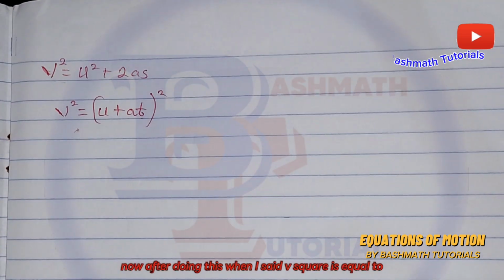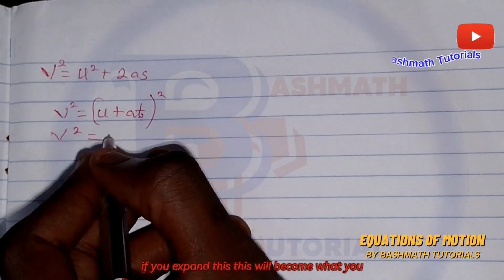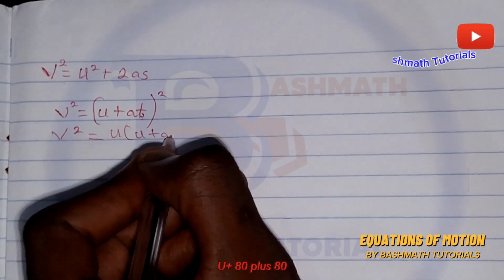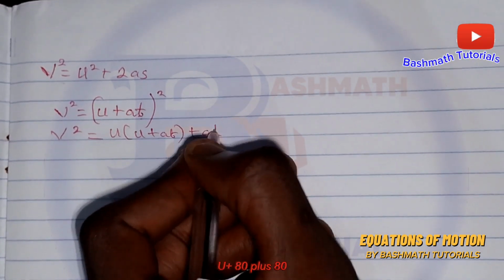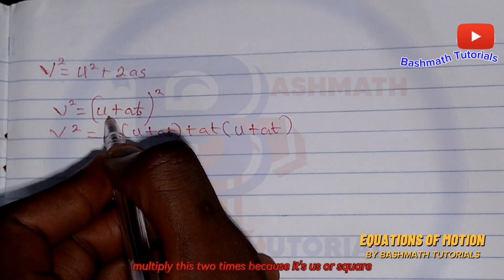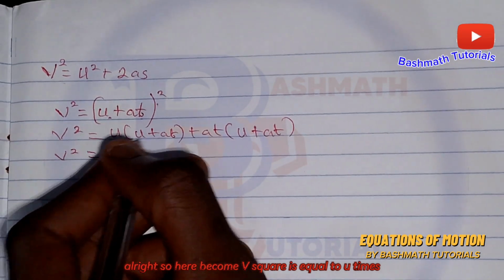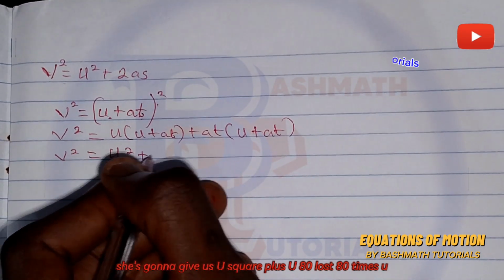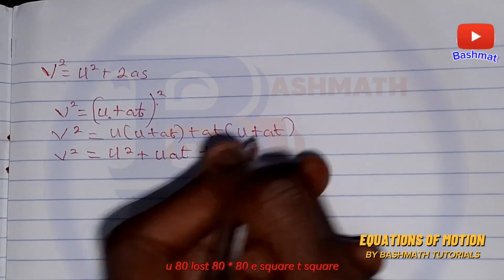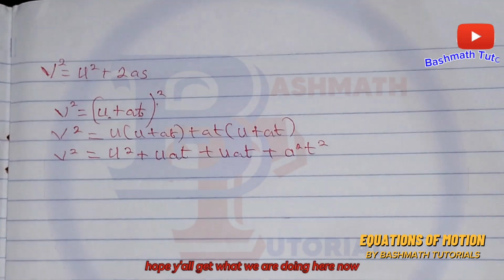After doing this, v squared is equal to, if we expand this, u plus at times u plus at, because we want to square, so we multiply it two times. So v squared is equal to u times u, which gives us u squared, plus uat, plus at times u, plus at times at, which is a squared t squared. I hope you are getting what we are doing here.